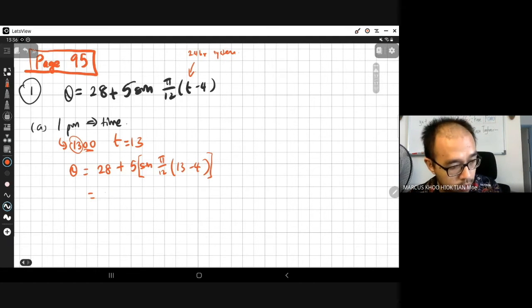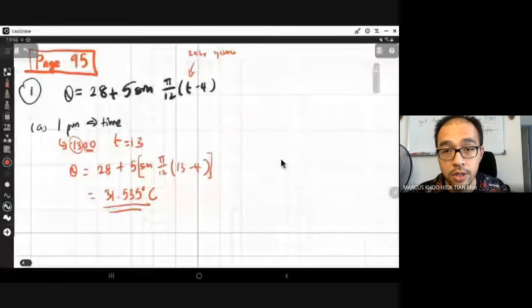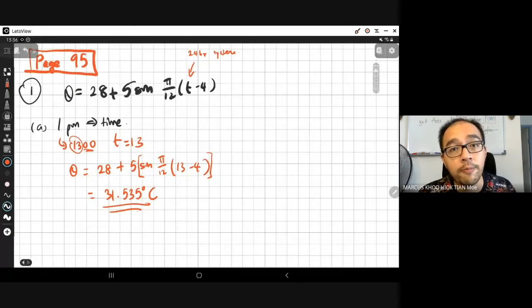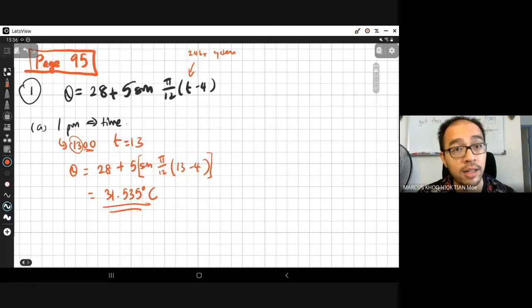Okay, 31.5. Fine, 3 decimal places also can. 31.535 degrees Celsius. So if you take a look at this, the question is not that difficult. It's understanding the question, that is always the problem. It's a very simple substitute and calculate. All right. Now, determine the maximum temperature in a day and the time when this occurs.